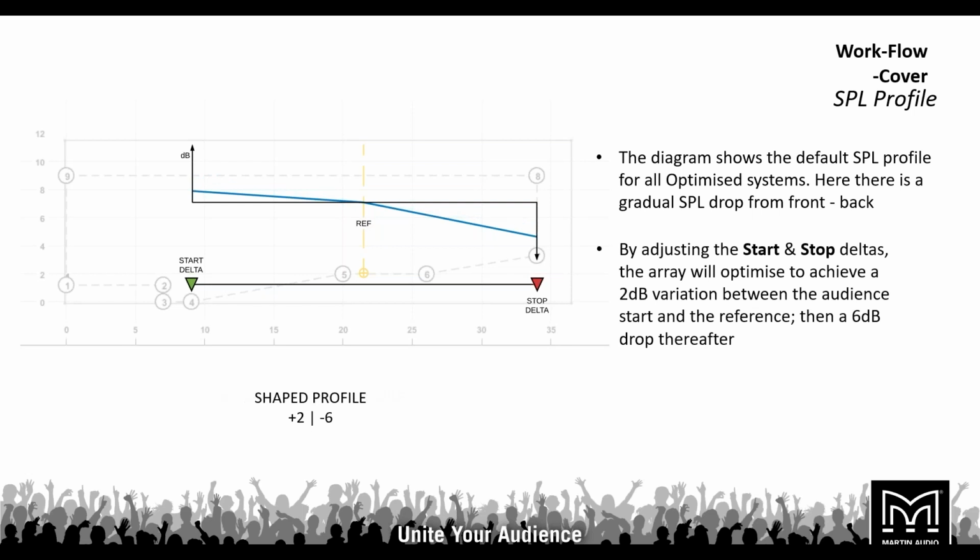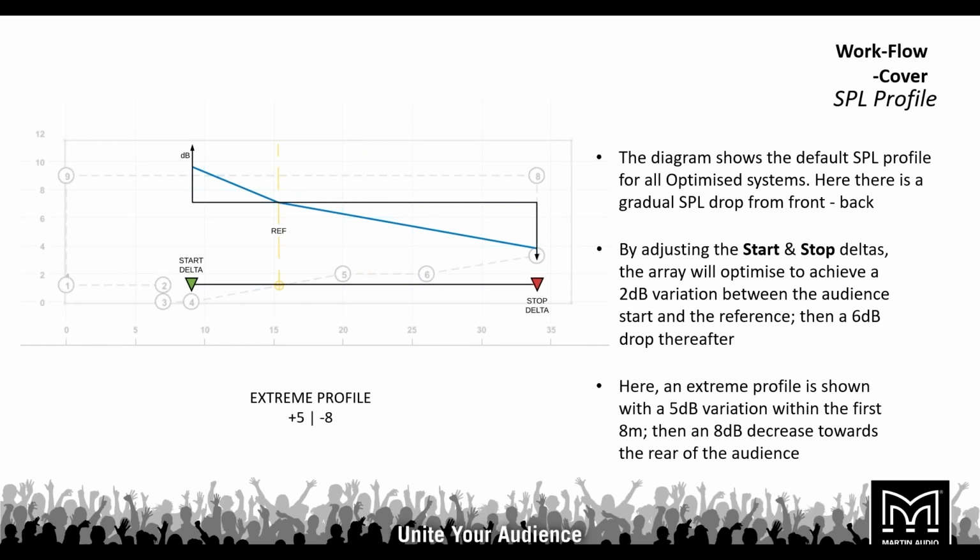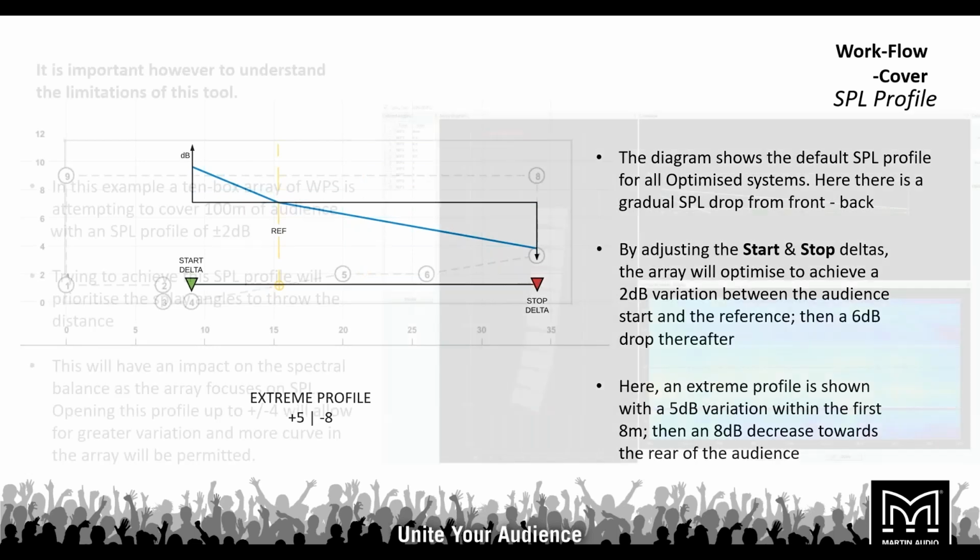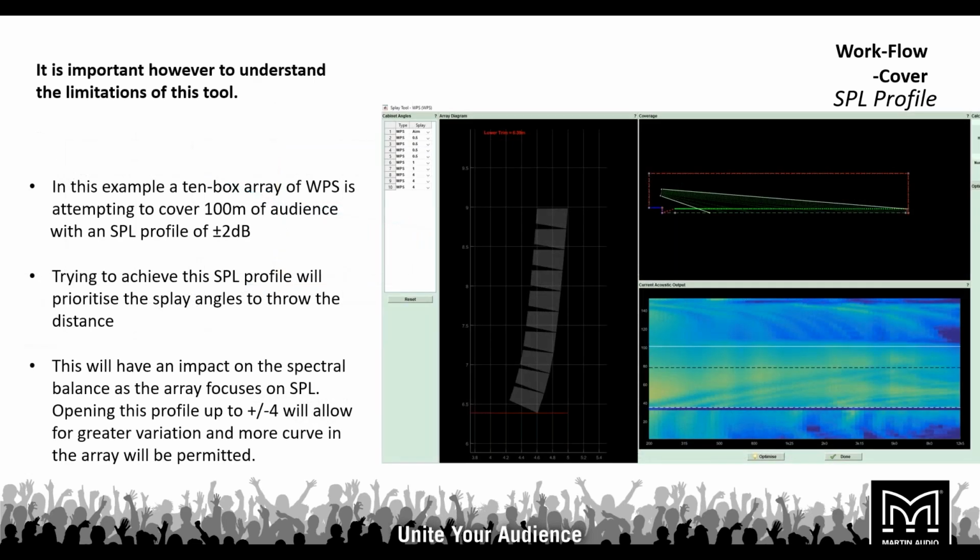But we can get creative and do things like this: a shape profile where I'm only raising it 2 at the beginning, but I'm decaying 6 at the end. So we can defy and alter the inverse square law using our optimization. We can go to the extreme of doing something like that, +5 -8. But there are limitations to this tool.